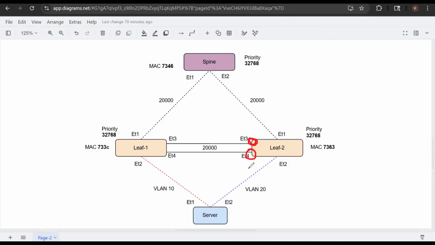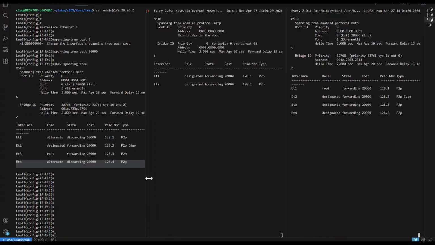So ET4 will be sending a lower priority here. This guy will say, hey, I'm receiving a lower priority on ET4, so I will be the root port. Okay, so we'll see that now. Let me go to the CLI again. Now I'm going to say watch diff.